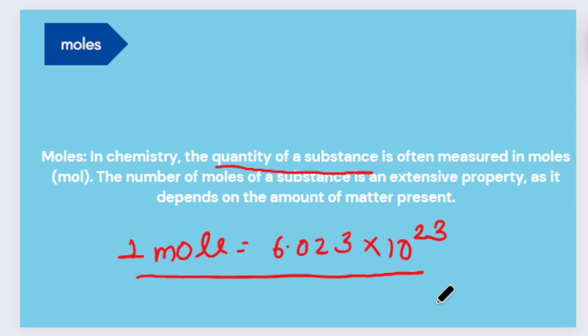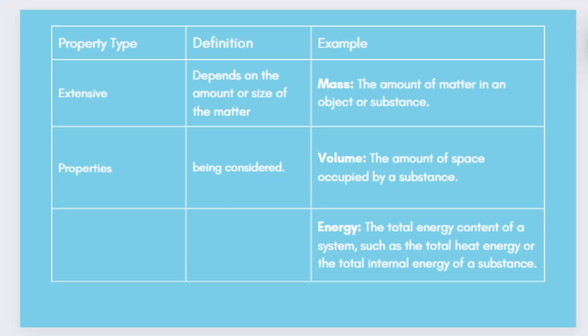And for all practical purposes, the mass of 1 mole of a compound in grams is approximately equal to the mass of 1 molecule of the compound in Dalton. Okay, so take a look at the extensive property table. The definition of extensive property is that it depends on the amount or size of the matter, and we already discussed the examples: mass, volume, and energy.